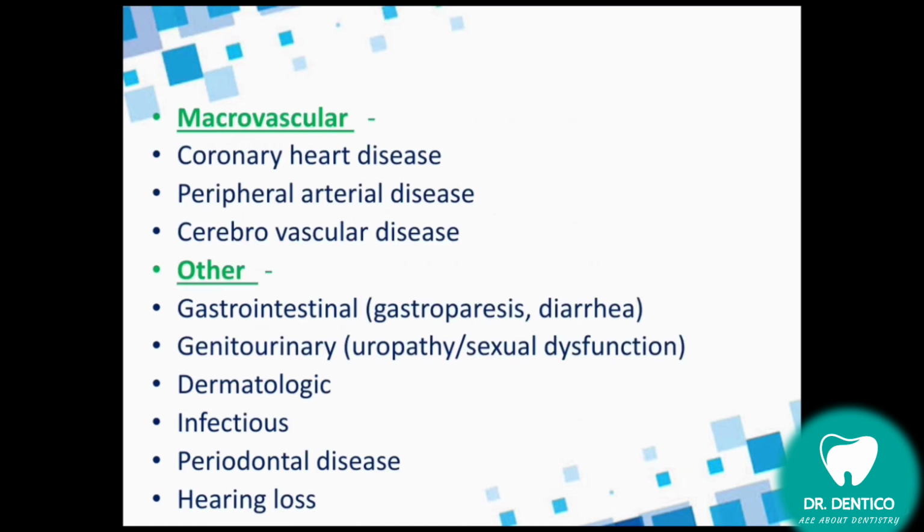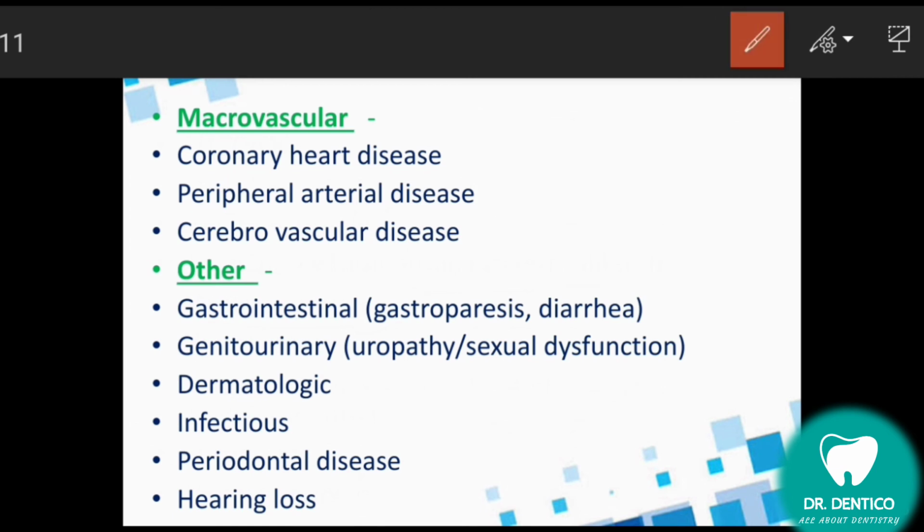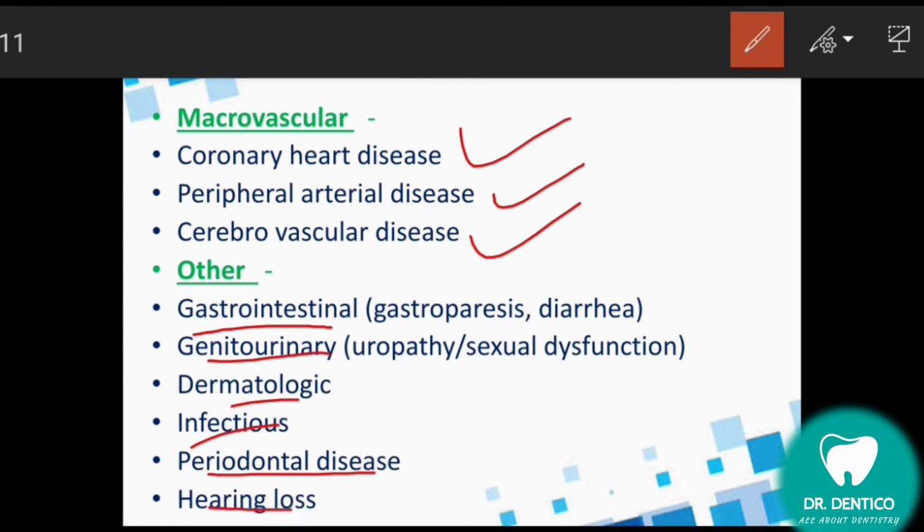Okay, those are the microvascular. Now we will see the macrovascular. In macrovascular: coronary heart disease, peripheral arterial disease and cerebrovascular disease, and the others are gastrointestinal, genitourinary, dermatologic, infectious, periodontal disease and hearing loss. So in this video we saw the introductory part of diabetes mellitus, clinical features, types and risk factors. In the upcoming video we will see the treatment part of diabetes mellitus.